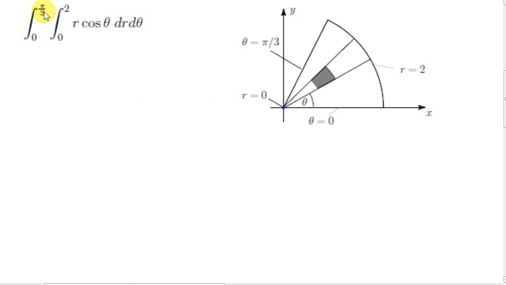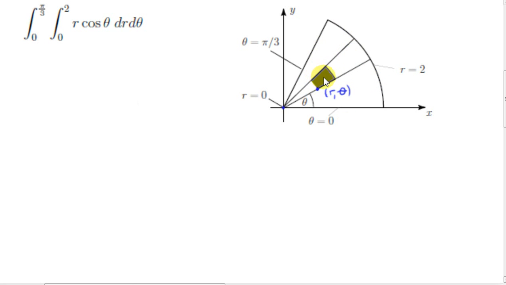Now theta runs from 0 to pi over 3. Remember, theta is measured anti-clockwise from the positive x-axis, so we measure an angle of pi over 3 radians, which is 60 degrees. So if we take any point in the sector of this circle, its theta value is between 0 and pi over 3, and its r value, i.e. its distance to the origin, is between 0 and 2. So this region here is the region over which we are integrating.